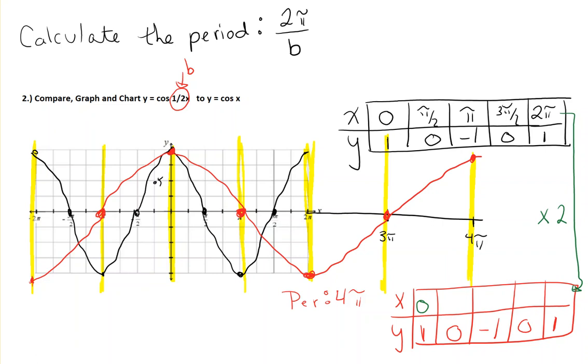So 0 times 2 is 0. Pi over 2 times 2 is pi. And this is 2 pi. And this comes to 3 pi. So I'm just taking all the x values and multiplying by 2. And then if I went to plot this, this is 0, 1. This is pi, comma 0. This is 2 pi, comma -1. 3 pi, 0. And then 4 pi, 1. And you can see how just with those coordinate points, I got those. Again, the y values didn't change, but the x values did.